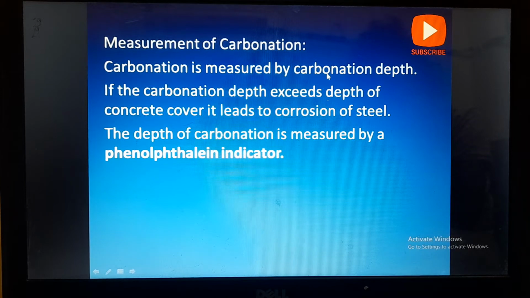Measurement of carbonation depth. Carbonation is measured by carbonation depth, in mm. In case of carbonation, if the carbonation depth exceeds the depth of concrete cover, it leads to the corrosion of steel. The depth of carbonation is measured by phenolphthalein indicator. I will show how it is measured in the image.